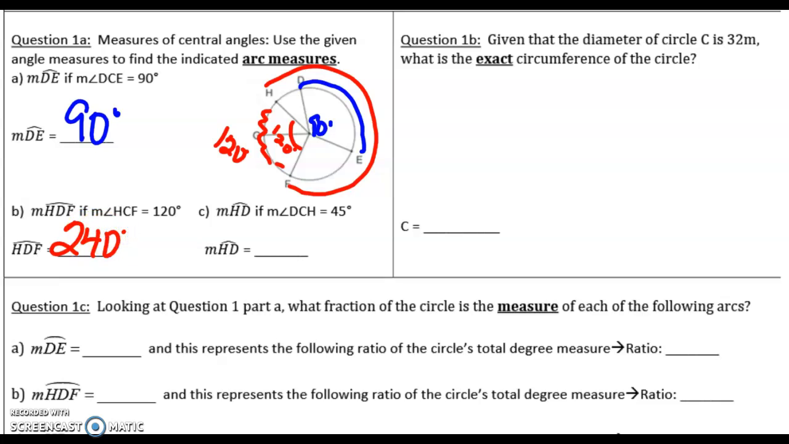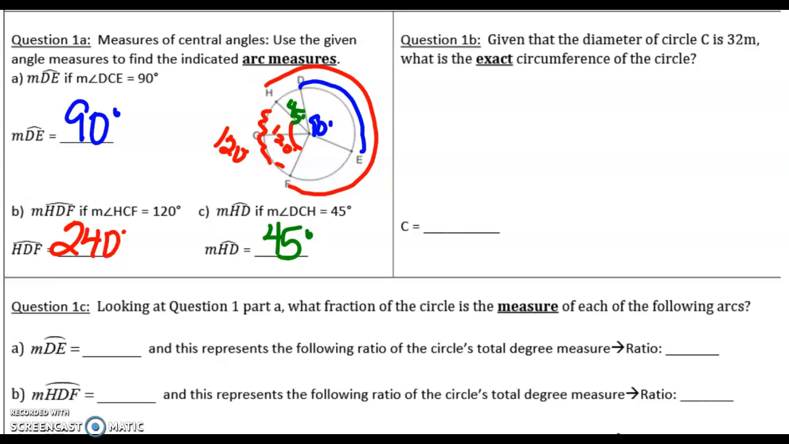And then finally, we know that DCH right here is 45 degrees, and we're just finding this minor arc HG, that would also be 45 degrees.